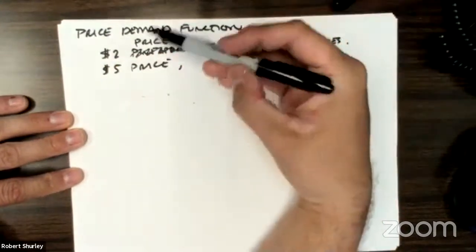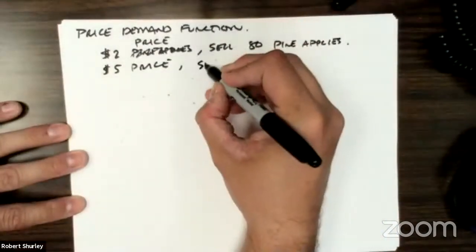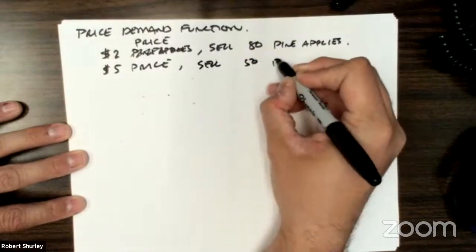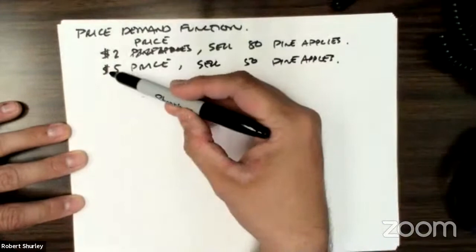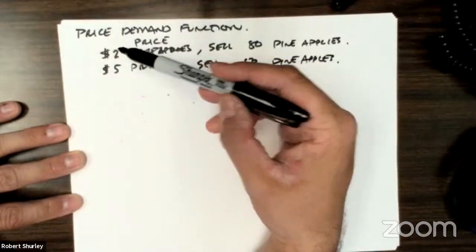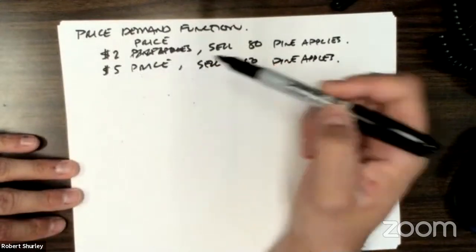Now, of course, think about this. If you up the price from $2 to $5, you're going to sell fewer pineapples, right? And it turns out they only sell 50 pineapples. Now think about this. It sounds like a good deal for the company, like, oh yeah, I'm going to just sell more and I'll make more. But you sell them for $5, you sell less.